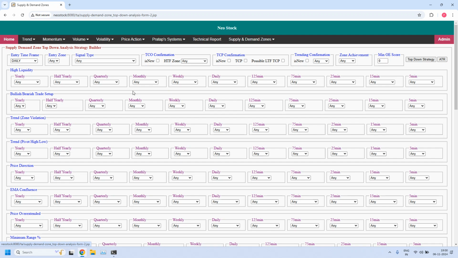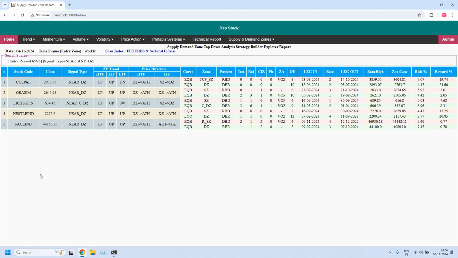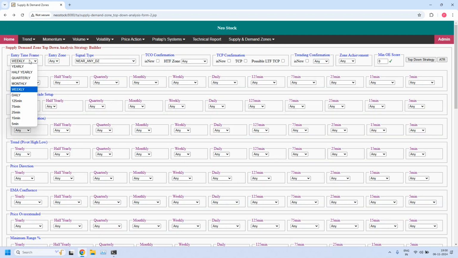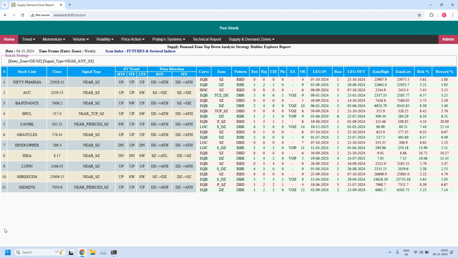Next time frame is weekly. Let us find the stocks near weekly demand zone. 5 stocks are filtered. Next, weekly time frame, let's find the stocks near weekly supply zone. 11 stocks are filtered.